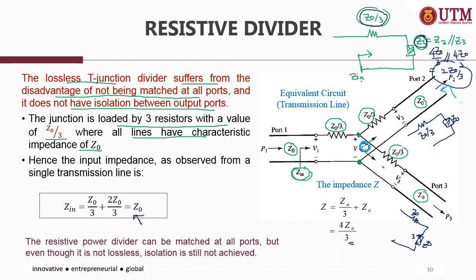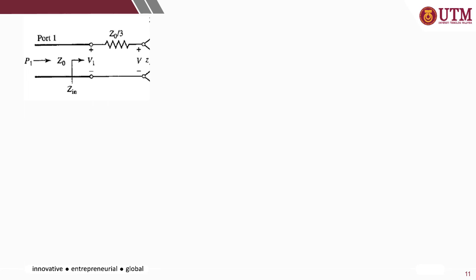So the resistive power divider can be matched at all ports, but even though it is not lossless, isolation is still a problem for a resistive power divider. However, it improves the condition of the T-junction, where all ports cannot be matched simultaneously. Okay, we have seen that the impedance for each port of the resistive power divider is equal to Z0, and all transmission lines are in matched condition.